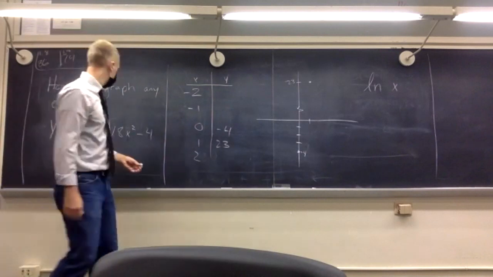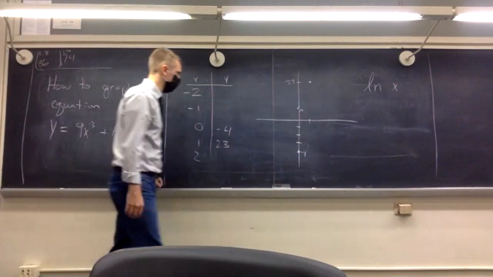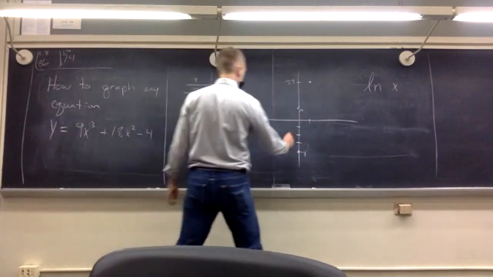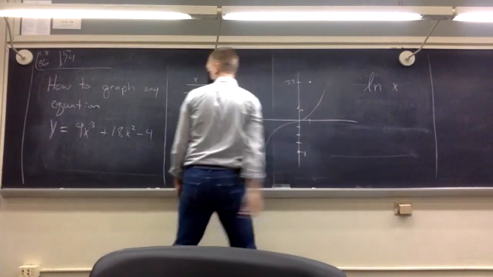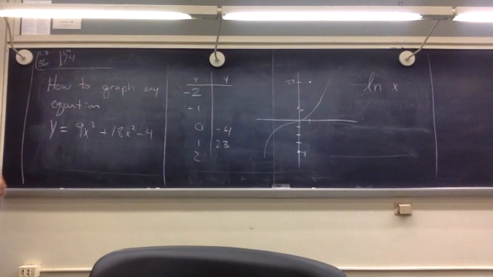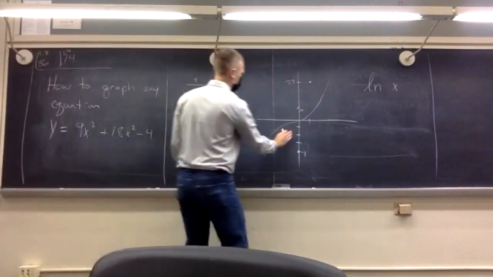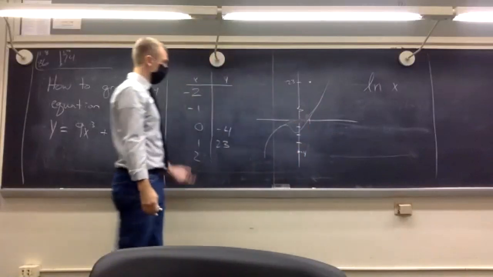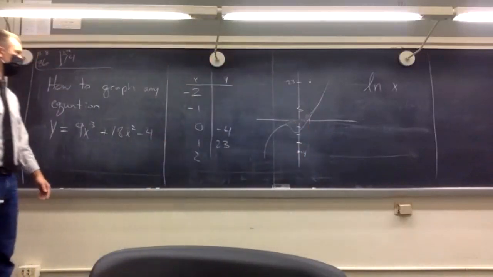There are common ones. X cubed, X squared, there are common ones. I know for a fact this one looks like this, generally speaking. I don't know where it is. I don't know how steep it is. It might even have a little hump in the middle, like this. But it looks, for the most part, like this.